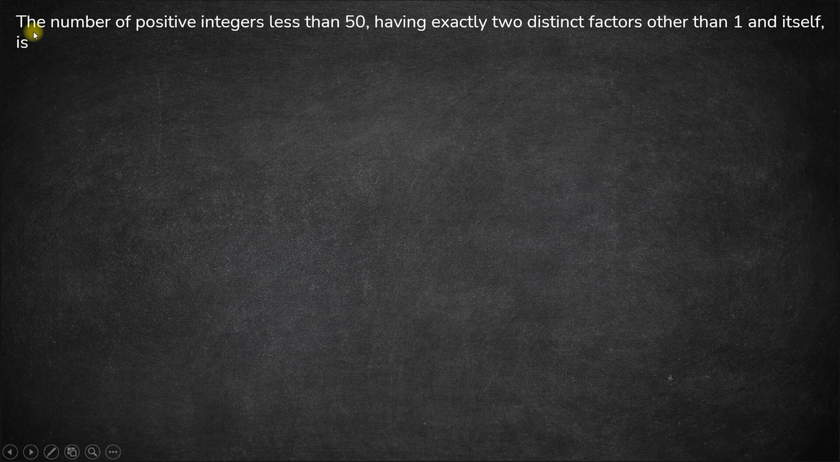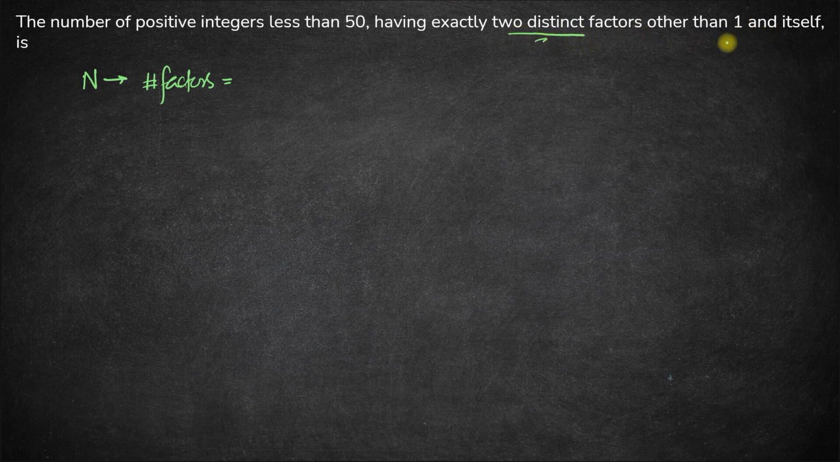Hi, here we have: the number of positive integers less than 50 having exactly two distinct factors other than 1 and itself is how many? So, we have to figure out a number, let's say n, such that the number of factors of this number will be how many? There are two factors other than 1 and itself.